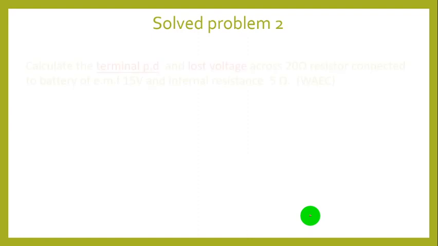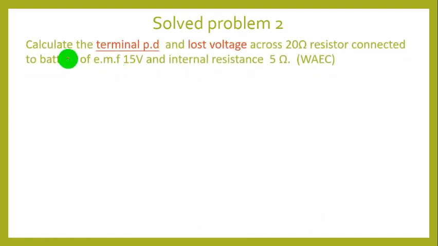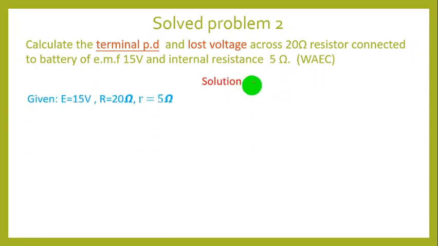The next question we have here is: calculate the terminal potential difference and lost voltage across a 20 ohm resistor connected to a battery of electromotive force 15 volts and internal resistance 5 ohms. So to solve this question, what are the parameters given to us? The first one is the battery EMF. EMF is spelled out in this question. We have E equals 15 volts.